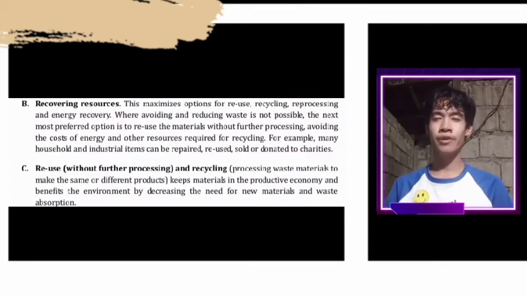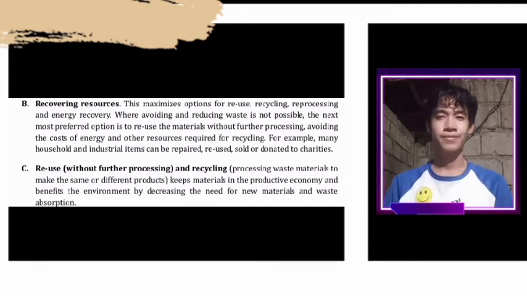Next is recovering resources. This maximizes options for reuse, recycling, reprocessing, and energy recovery. Where avoiding and reducing waste is not possible, the next most preferred option is to reuse materials without further processing, avoiding the cost of energy and other resources required for recycling. For example, many household and industrial items can be repaired, reused, sold, or donated to charities.